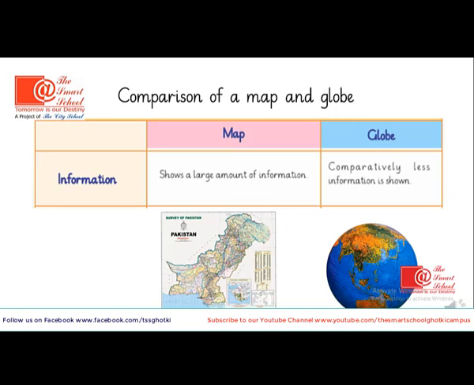Comparatively, less information is shown in a globe. A globe might show you the continents and the oceans and the countries located in different continents, maybe the cities also, but it's not going to show you the weather of a place. It's not going to show you the network of roads. So globes show less information.